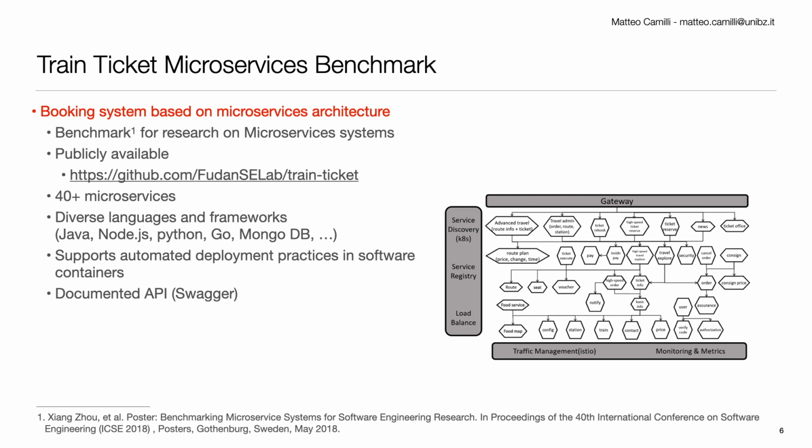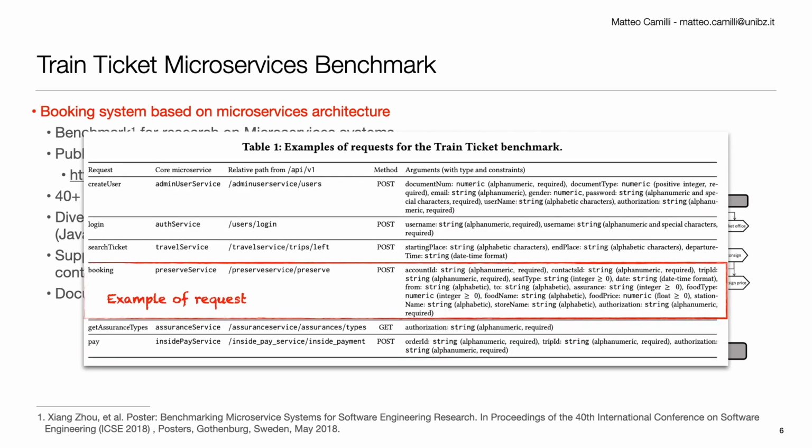It has a pretty standard size for this kind of system, so it contains 40 plus microservices, adopting a diverse set of languages and modern frameworks supporting automated deployment practices in software containers. And it has a very well documented API using the Swagger framework. So here we have an example of request for the train ticket benchmark.